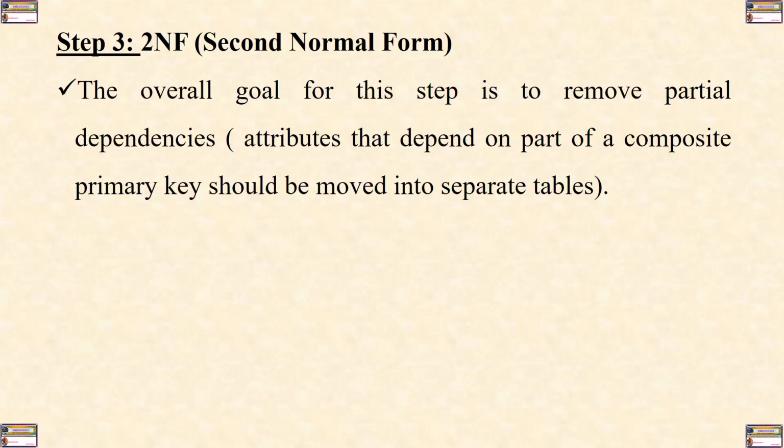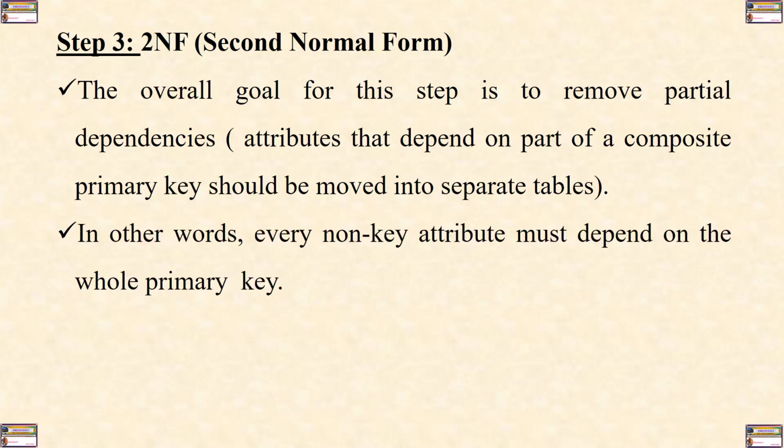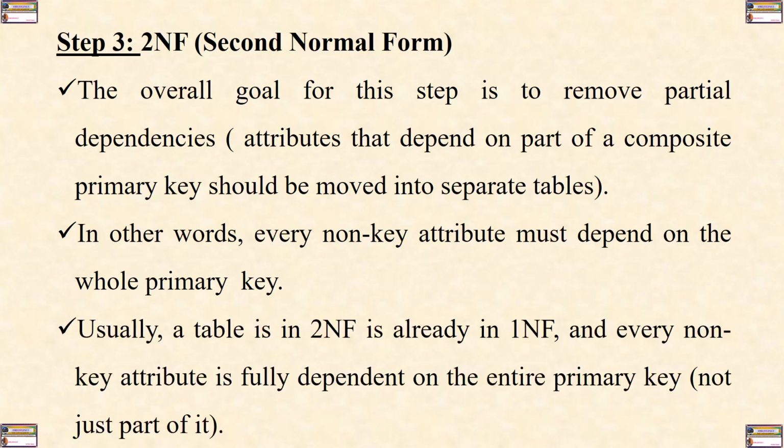Call it step 3, but it is stage 2 in normalization. We call it second normal form stage. The overall goal for this step is to remove partial dependencies. That is, attributes that depend on a part of a composite primary key should be moved in separate tables. In other words, every non-key attribute must depend on the whole primary key. Usually, a table in second normal form is already in first normal form, and every non-key attribute is fully dependent on the entire primary key, not just part of it.